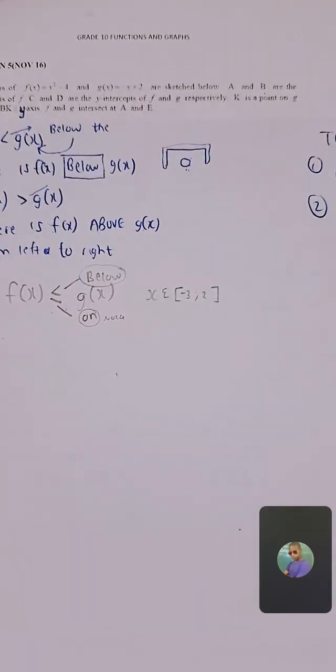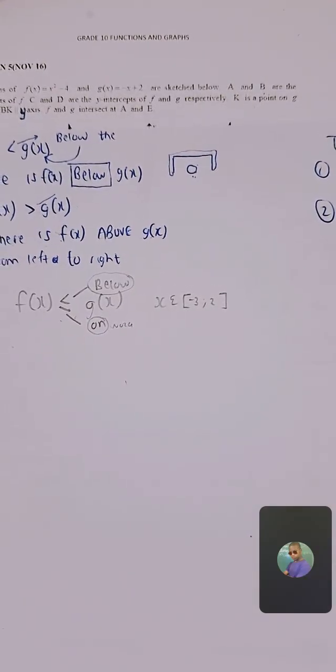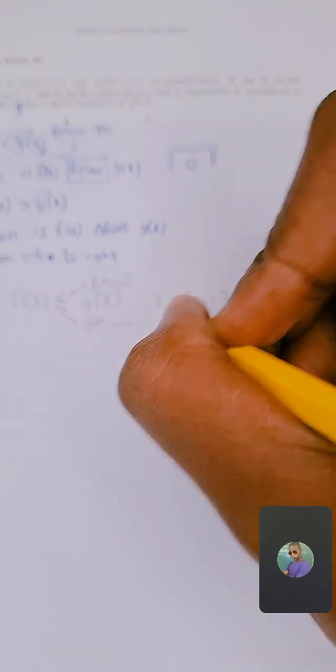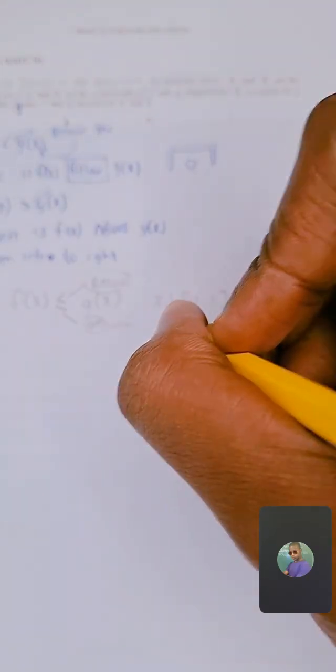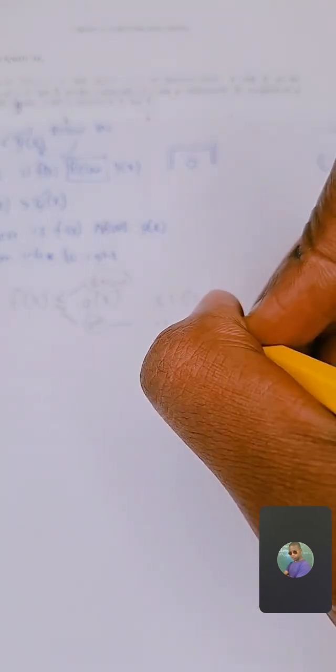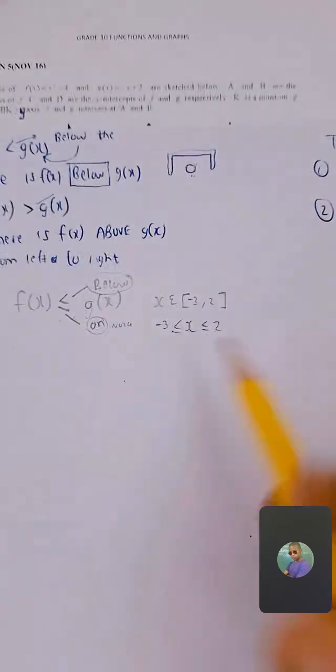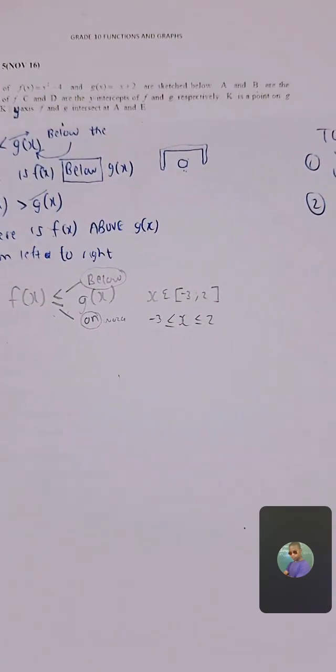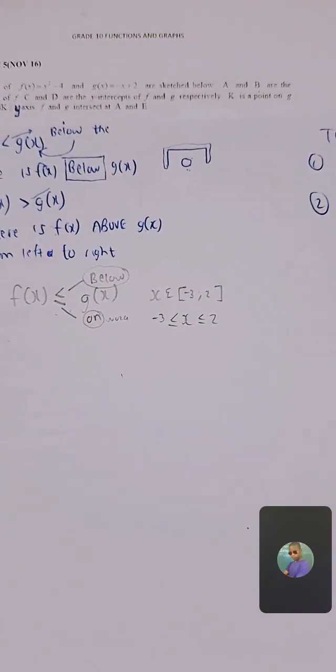Yeah, we want to see that too. Okay, very important. If you write it in inequality form, you would say x is greater than or equal to -3, but less than or equal to 2. You would include the equal sign. I hope it's clear, guys.